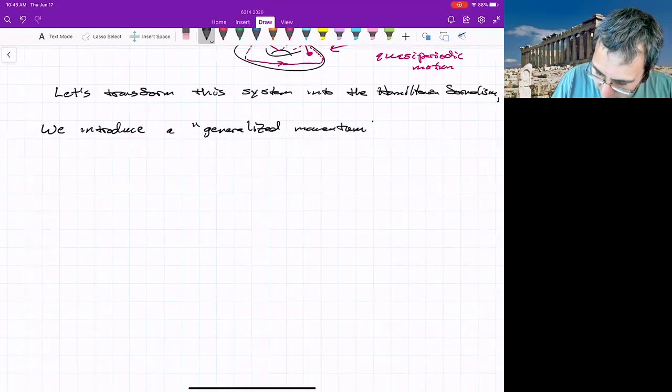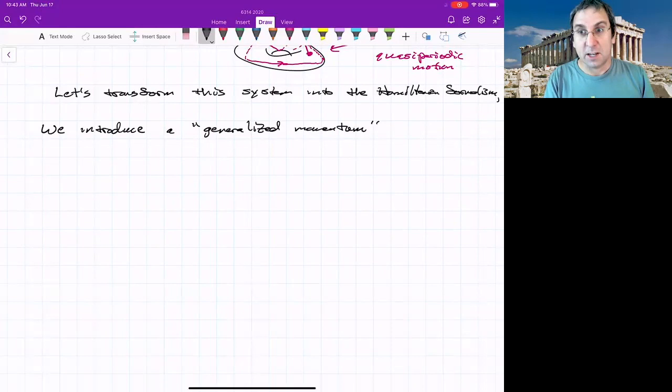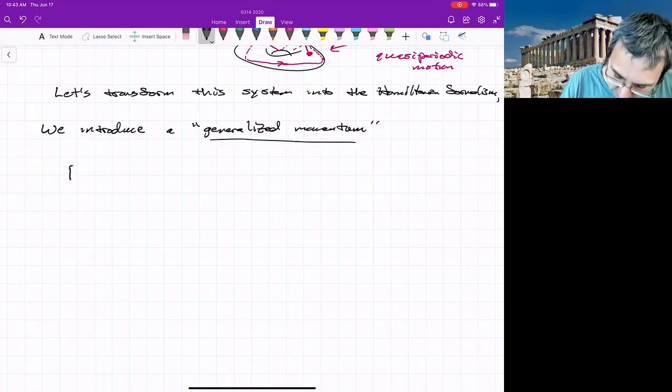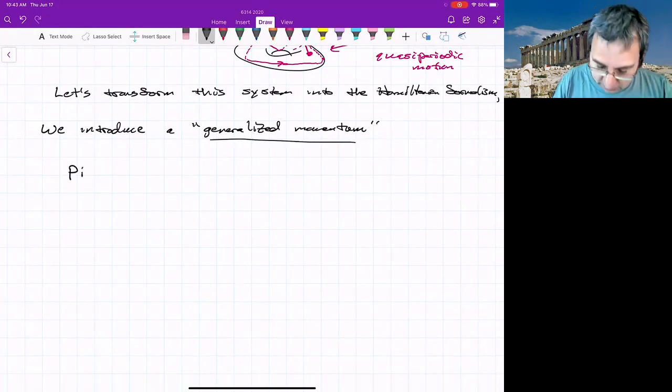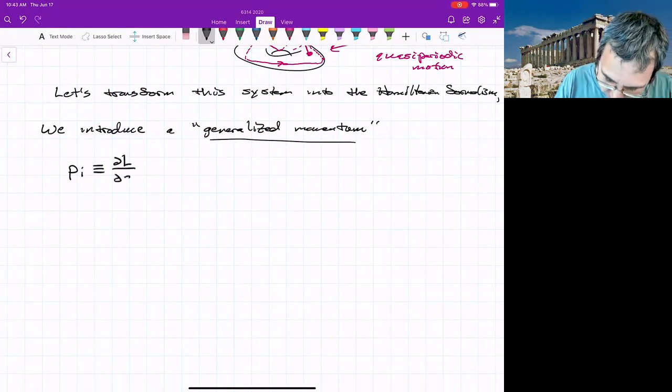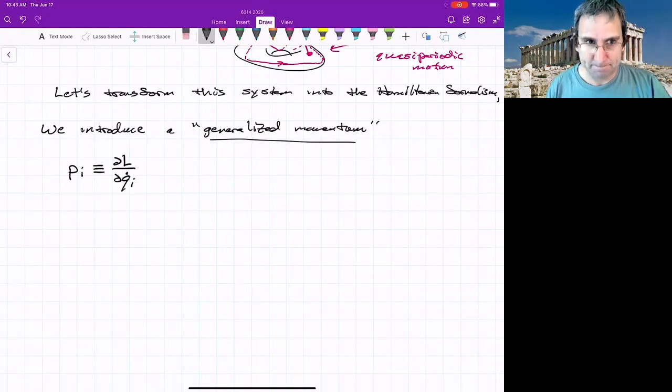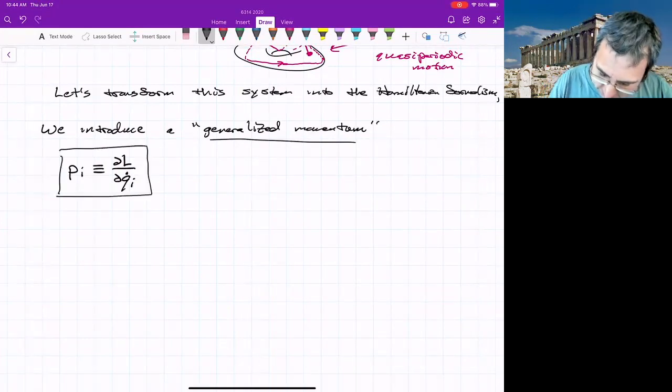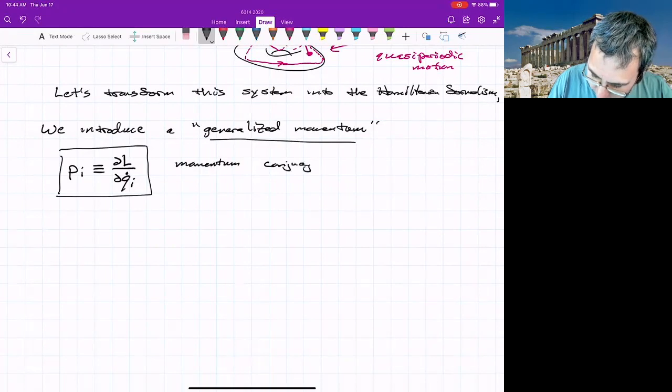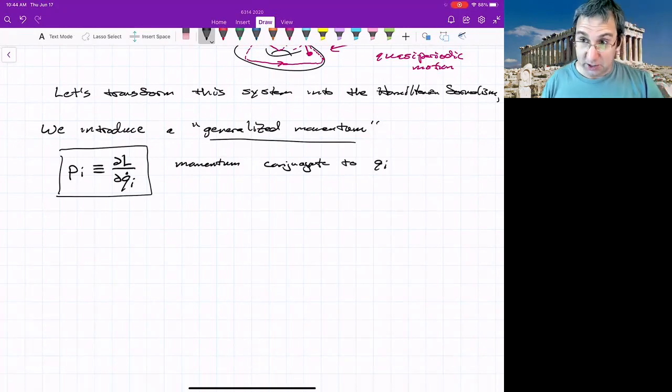Why do we use the term generalized? Well, in Lagrange's equations, we talk about generalized coordinates and generalized velocities. So this is a generalized momentum. We define it this way, little p sub i, and I'll put three bars to mean I'm defining it. It's partial L, partial q_i dot. Doesn't seem like we've done anything amazing, but we kind of have. This is called the momentum conjugate to the generalized coordinate q_i.